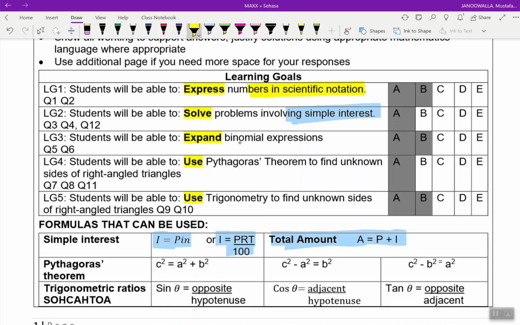For binomial expressions, I'll put that in yellow as well because you don't have a formula. You need to just learn how to do the technique.